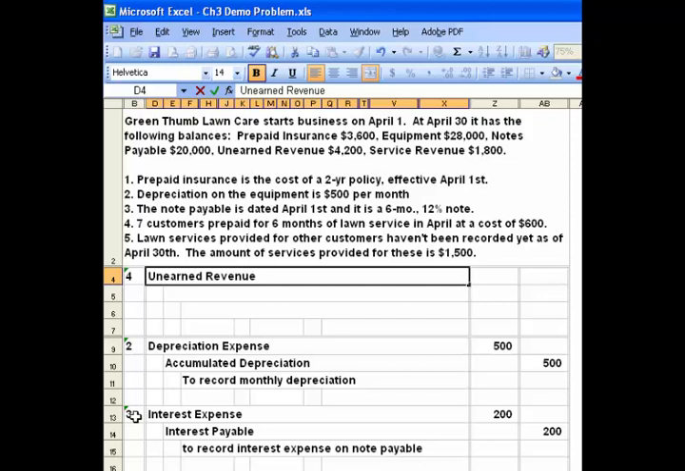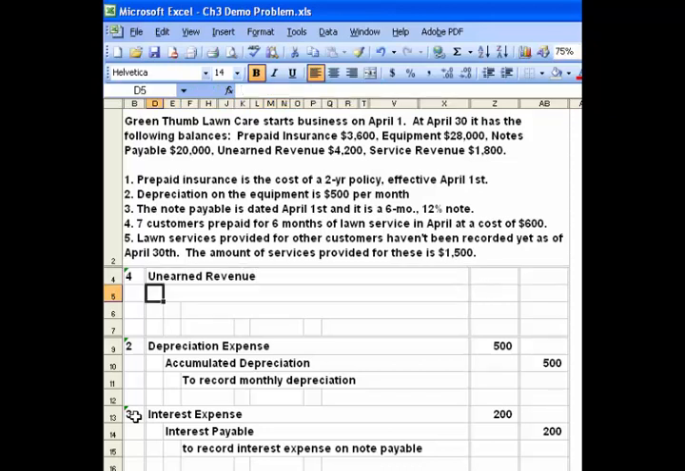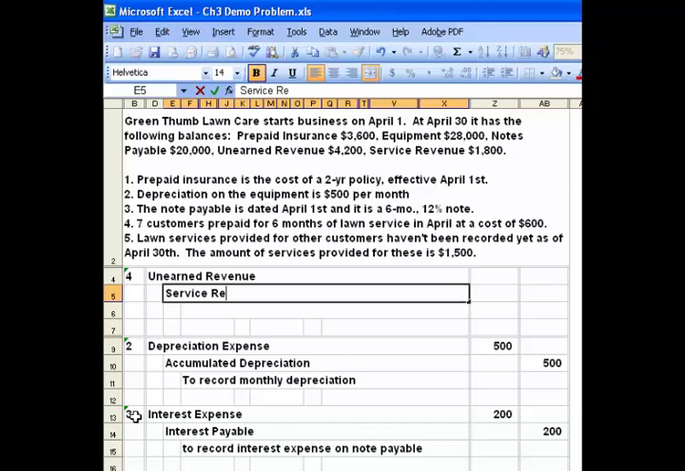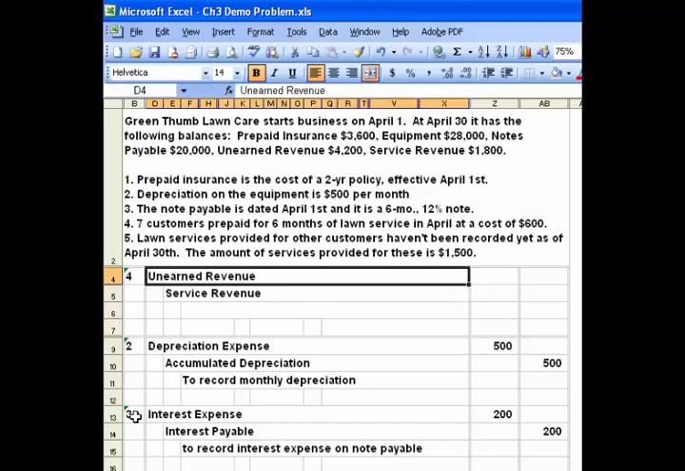This reduces the amount of unearned revenue we had recorded in the account, and we need to record service revenue. Now don't get hung up on the name of the account. You could have called this lawn services revenue, unearned lawn services revenue. You could have even called it unearned revenue and revenue. Different companies use different nomenclature.